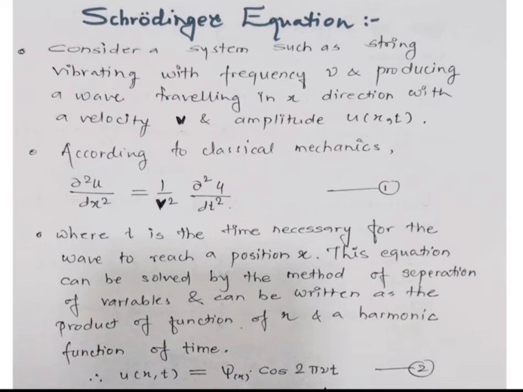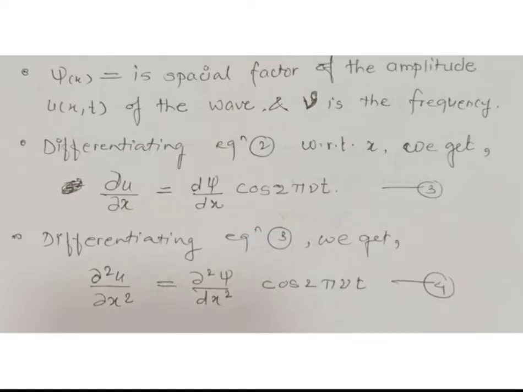So simply the equation will be written as del u divided by del x is equal to d psi divided by dx, and the remaining terms will be as they are. So the equation can be written as del u divided by del x is equal to del psi divided by del x, and the remaining part is as it is, into cos 2 pi nu t. This is our equation number 3.